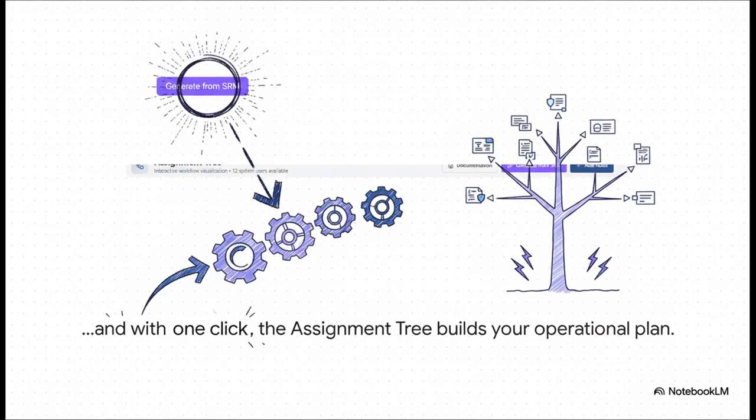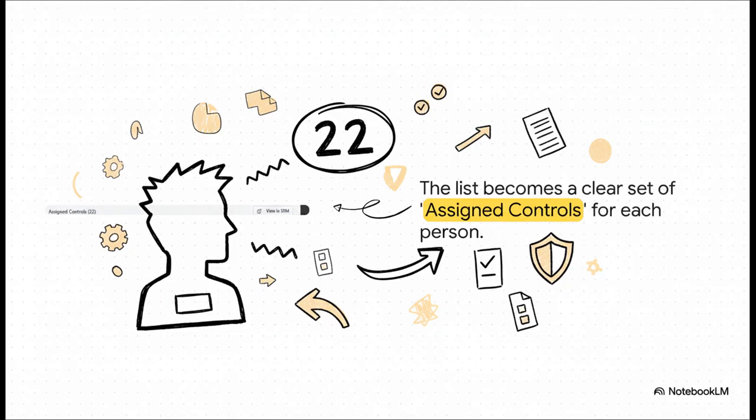And now for the magic moment. See this button right here? Generate from SRM? With just one click, the system reads that entire master list and automatically builds out the whole operational hierarchy in the assignment tree. I mean, this isn't manual data entry. This is intelligent automation doing the heavy lifting for you. And boom, here's the result. That giant table is instantly translated into specific, actionable assignments for your team. If we look at Doug's profile here, we can see he now has exactly 22 controls assigned directly to him. All the ambiguity is just gone. He knows exactly what he owns, his manager knows what he owns, everybody's on the same page.